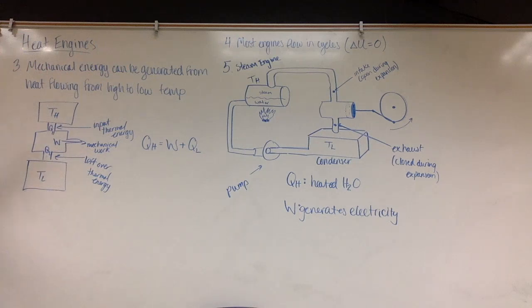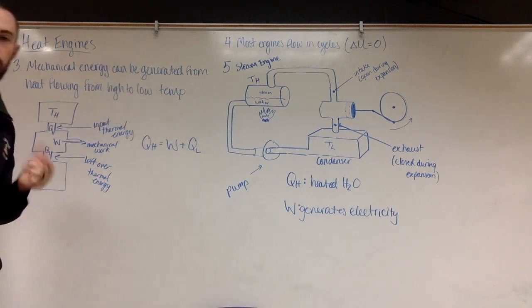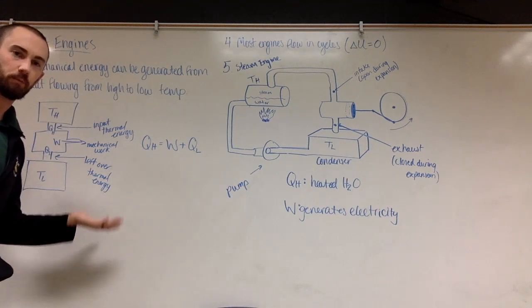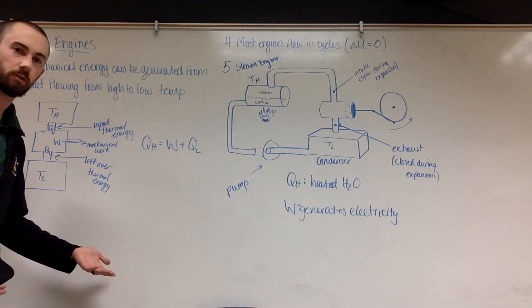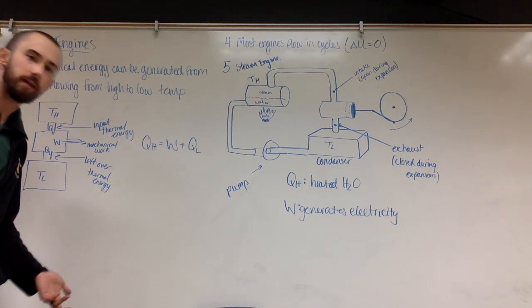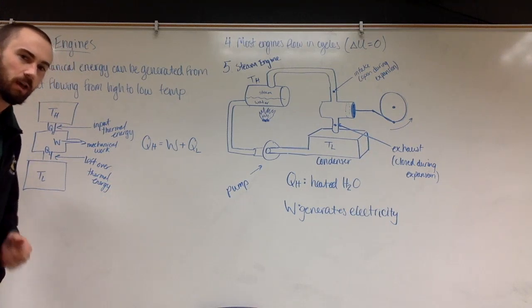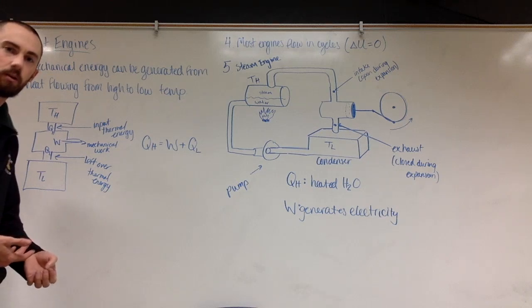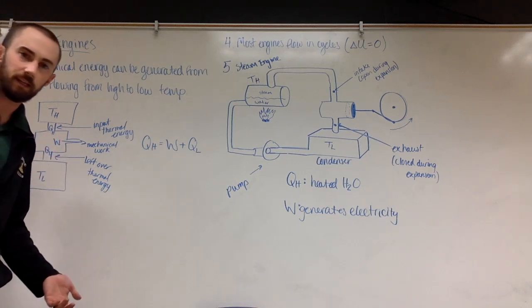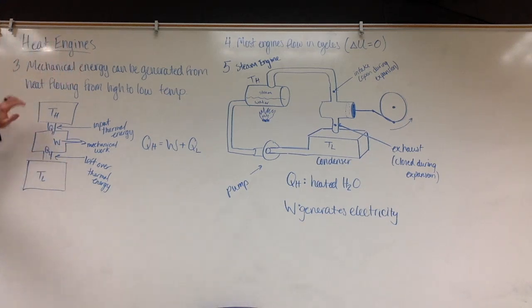So when we talk about heat engines, basically it's just something that mechanical energy can be made from by using heat flowing from high to low temperature. So we've already established heat likes to flow from high to low temperature. A heat engine is basically just a way to trick that temperature change, the heat exchange there, to turn some of it into useful mechanical energy.